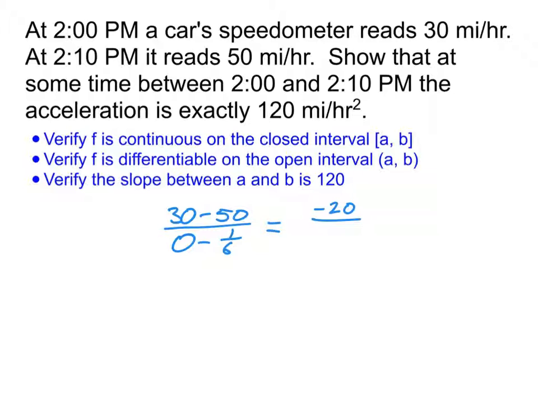120. And so we end up with negative 20 divided by a negative 1/6. The negatives, of course, will cancel each other out. And then dividing by 1/6 is the same as multiplying by 6. 20 times 6 is 120. We now verified that the slope between A and B is 120. That means that according to the mean value theorem, the acceleration of this car at some point has to have been 120 miles per hour squared, or 120 miles per hour of acceleration.